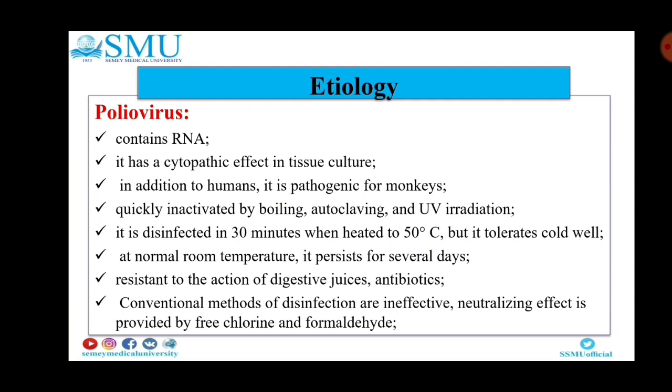Poliovirus contains RNA. It has a cytopathic effect in tissue culture. In addition to humans, it is pathogenic for monkeys, and is quickly inactivated by boiling, autoclaving, and UV irradiation. It is disinfected in 30 minutes when heated to 50 degrees, but it tolerates cold well. At normal room temperature, it persists for several days.